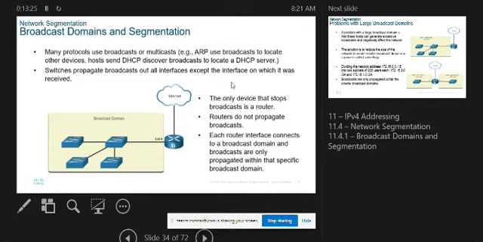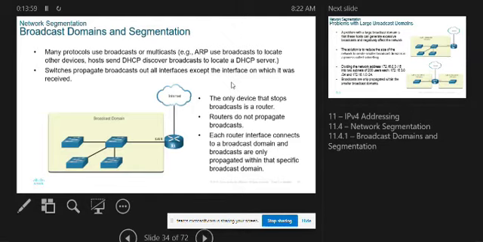The only device that stops broadcast is a router. Right? So this is semi-true. The only device that stops broadcast is a router. There are multi-layer switches that have been added, which are in some form a router, so we can prevent it at the switch in some cases. But routers do not propagate broadcast because broadcast is strictly prohibited to the LAN or the network that it lies on. So that's why the routers stop it.